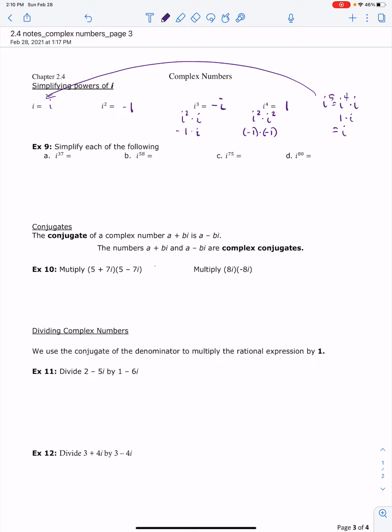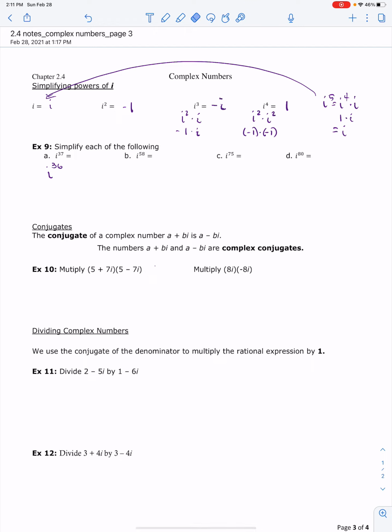Okay. So anytime we can factor out a power of 4, then that's just going to equal 1. And we can work with radically reduced powers on i. So let's take a look at A. I'm going to start by seeing how many times 4 will go into 37. Okay. And so I know 4 goes into 36. So I'm going to rewrite this as i to the 36 times i to the first.